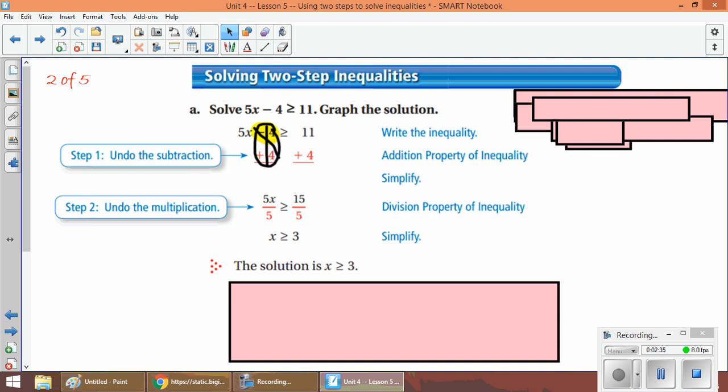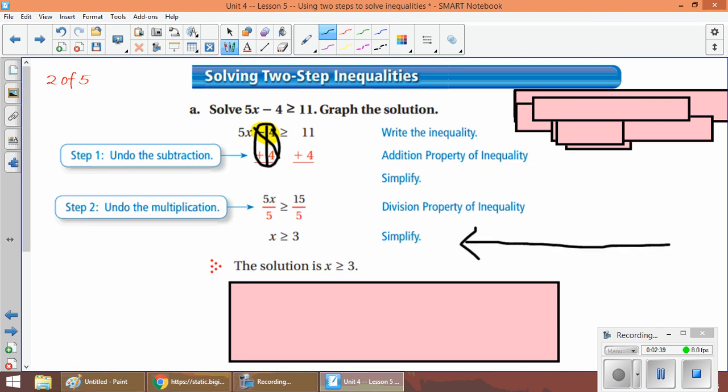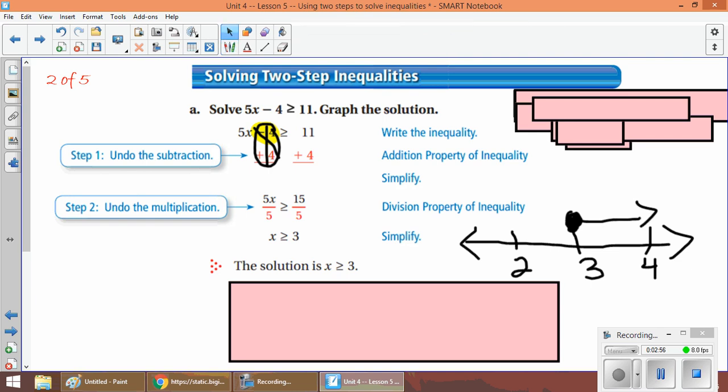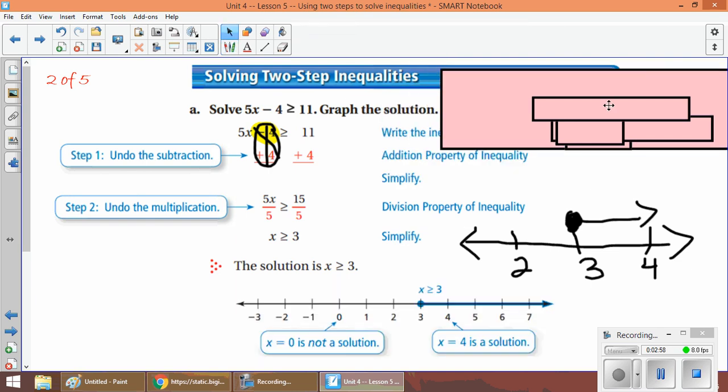Now we need to graph our inequality. What you guys can do is draw yourself a small number line, 3, 4, 2. Since it's greater than or equal to, that means it's a closed circle because we're including 3 as a solution. And the greater than part means our arrow goes to the right. When you're ready, move forward to the next slide.